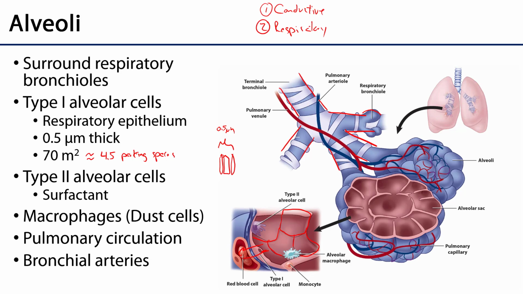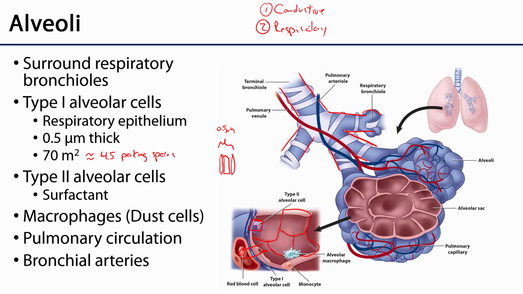The other cells which are present within the alveoli are type 2 alveolar cells. Type 2 alveolar cells are more cuboidal in nature, and they tend to secrete a surfactant which helps to diminish the surface tension on the alveoli, to maintain the patency of the alveoli.